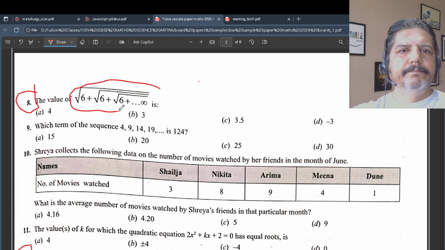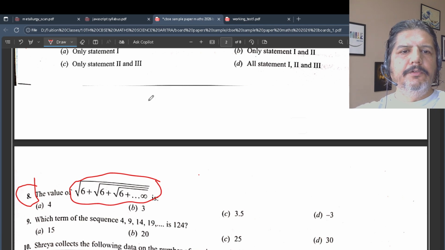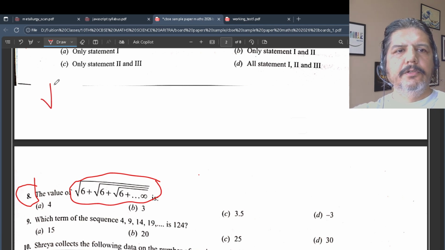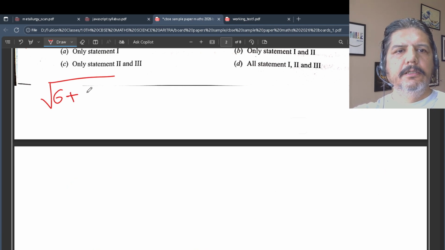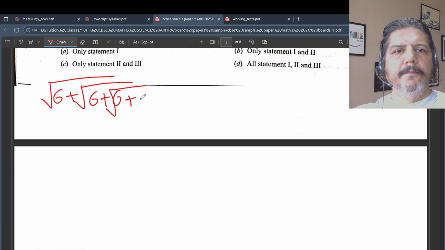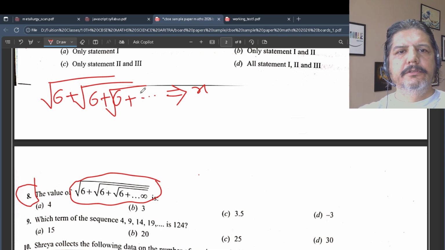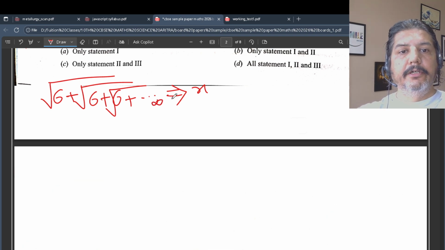Again, this is one of the confusing questions. An easy way to do this question is to assume that the answer is, let us say, x. Now square both sides. This will go to infinity.